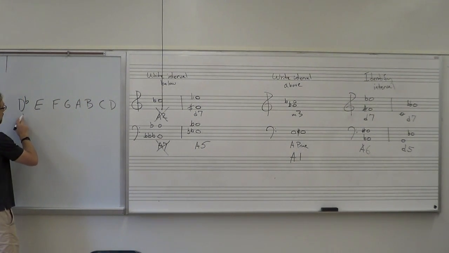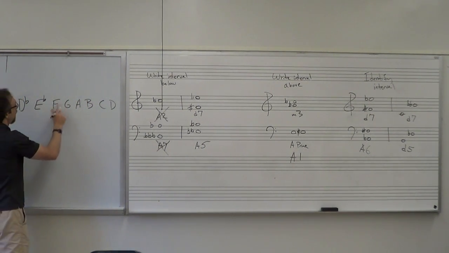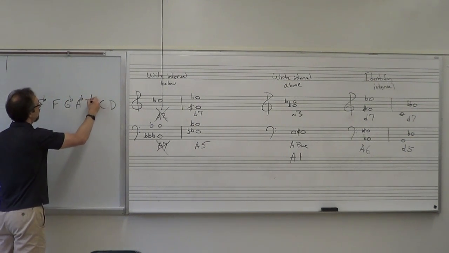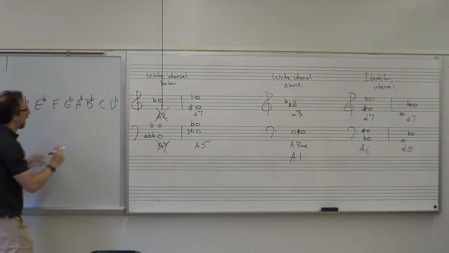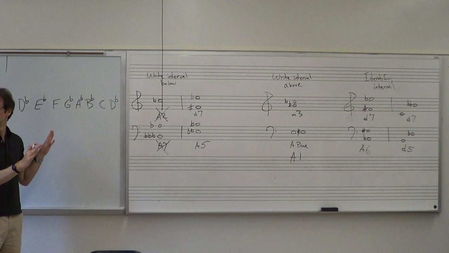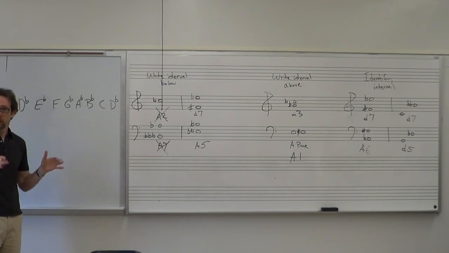Going up here, it's going to be D flat, E flat, F, G flat, A flat, B flat, C, D flat. That's your major scale. So that's critical. You can use the circle of fifths to figure out how many sharps or flats there are. That's probably the quickest and easiest way to do it. And then you just need to memorize that.